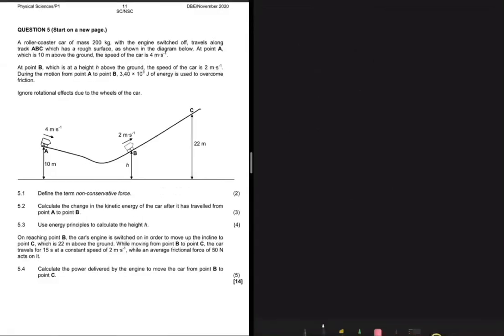We have a question here on work, energy and power from the final examination, November 2020. The first thing I like doing is reading through the question and jotting down all the information I think would help me in answering the question. So I'll just go ahead and do that. It says a roller coaster car of mass 200 kg. So I'm going to jot down the mass we have is 200 kg.